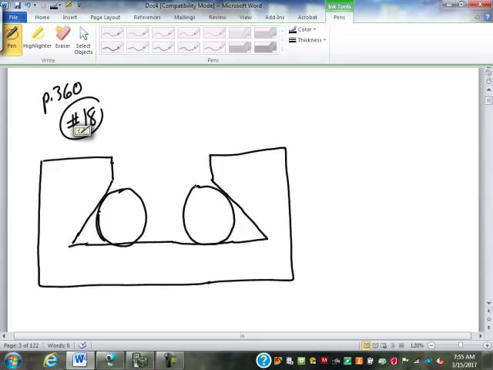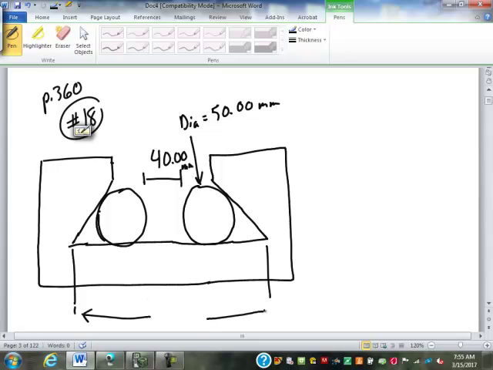So what we have is the diameter of each ball is 50 millimeters. We're given the space between the balls here of 40 millimeters. We're given from here to here of 207.30 millimeters. And we're asked to find this angle here, X.